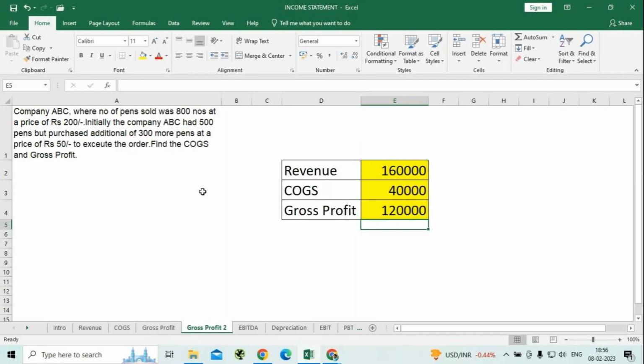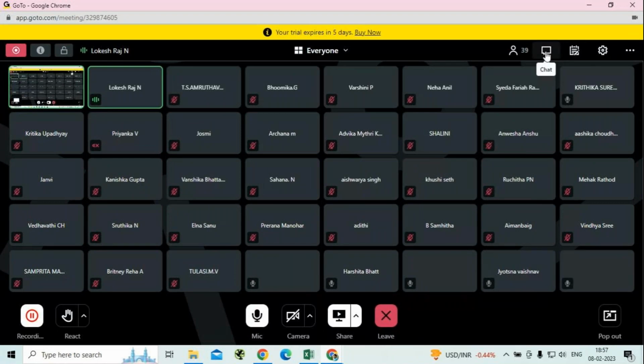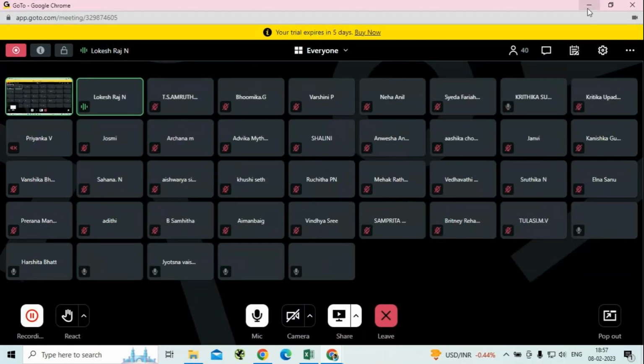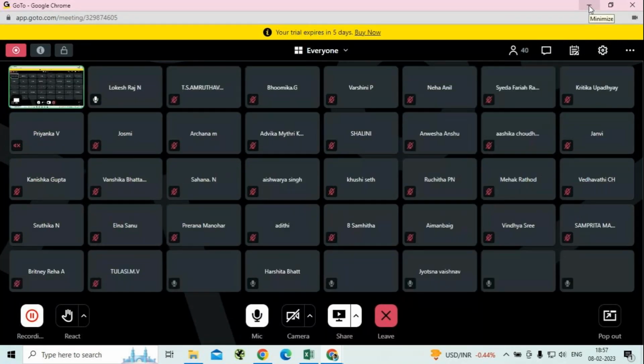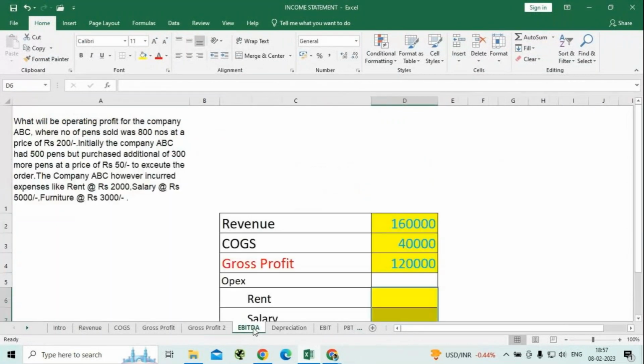If anyone responds, I can understand that you are able to understand what we are doing. In case you are not able to see the screen, or anything else, please put it in the chat box so that I can understand that everything is fine. Okay.